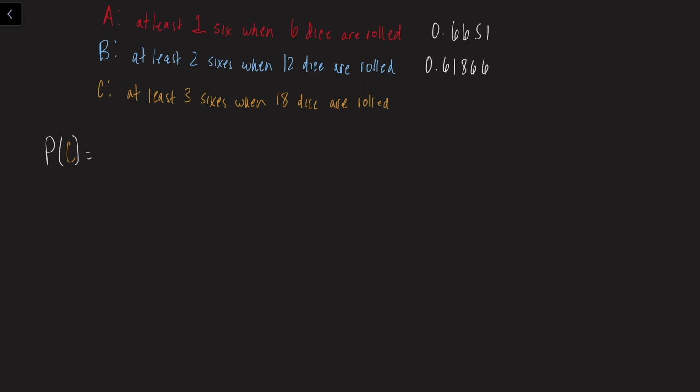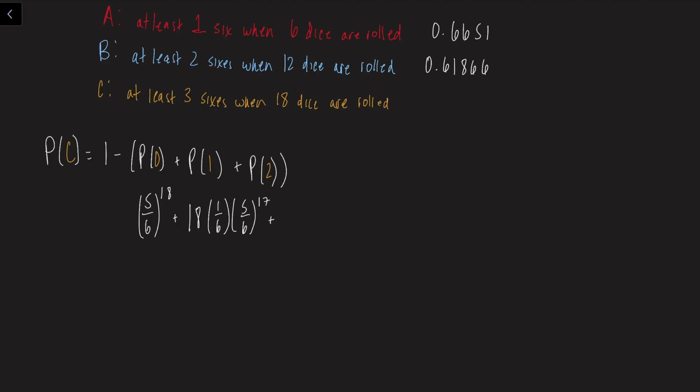Now, let's finally calculate the probability of event C. If you haven't noticed by the pattern already, we're going to again use the complement. The complement to at least 3 6s is 0 6s, 1 6, or 2 6s. The probability we get 0 6s in 18 rolls is just (5/6)^18. The probability we get 1 6 in 18 rolls is 18 times 1/6 times (5/6)^17. And then the probability we get 2 6s from 18 rolls is 153 times (1/6)^2 times (5/6)^16.